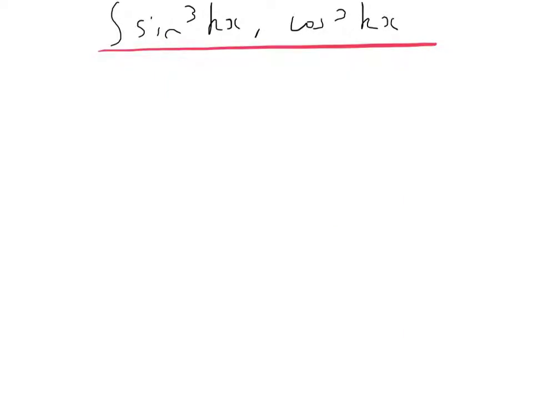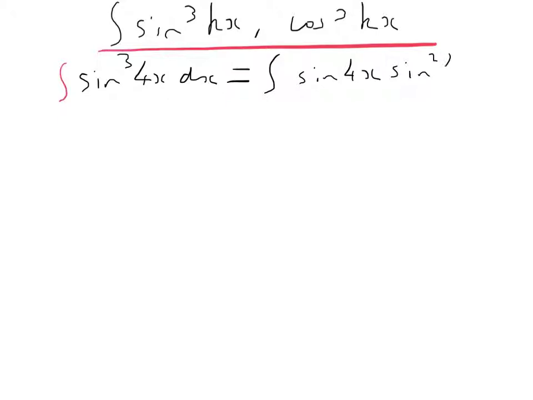Okay, now we're going to move on and start looking at integrating things like sine cubed kx and cos cubed kx. The first example we'll deal with is integrating sine cubed 4x dx, so we don't get confused between the power and the angle. The beauty about sine cubed and cos cubed is that we don't need to memorize any formulas. What we do is split sine cubed up into sine 4x and sine squared 4x.